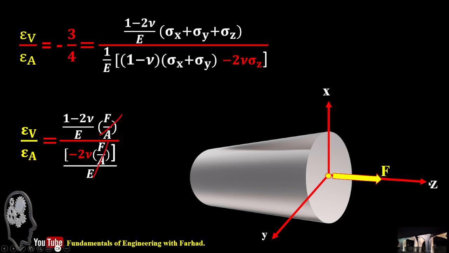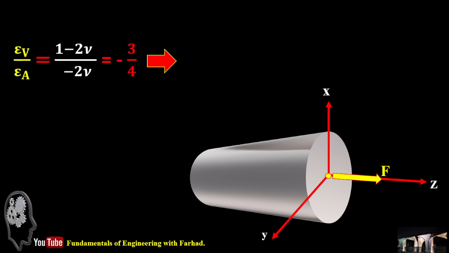We can also cancel out the F over A from numerator and denominator, and also the modulus of elasticity from both parts, and then we are left with epsilon V volume strain over epsilon A areal strain is (1 minus 2 nu) over negative 2 nu, and we already know that that's equal to negative 3/4.